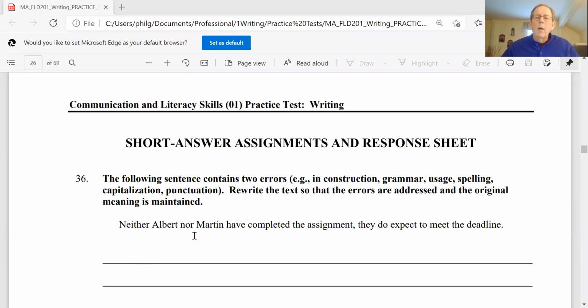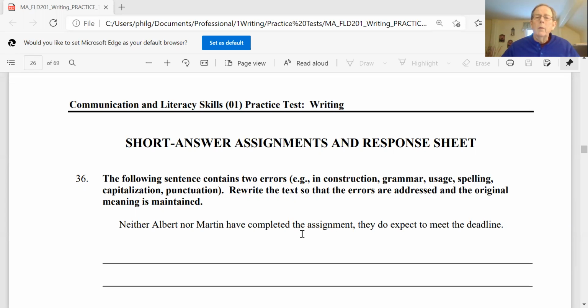Neither Albert nor Martin have completed the assignment, they do expect to meet the deadline. First, we have a run-on sentence or a comma splice. The first sentence should end after the word assignment. You can fix this by replacing the comma with a period and capitalizing they. You could also put the word but in between assignment and they.